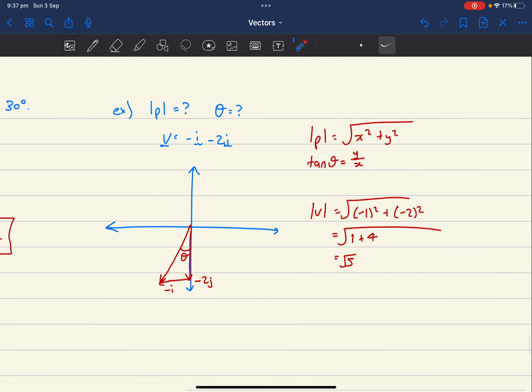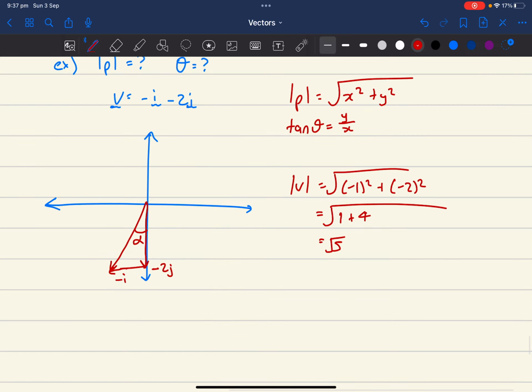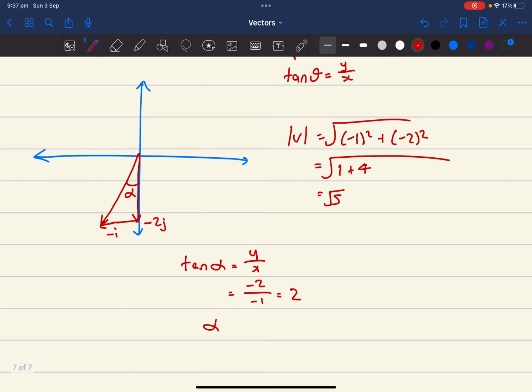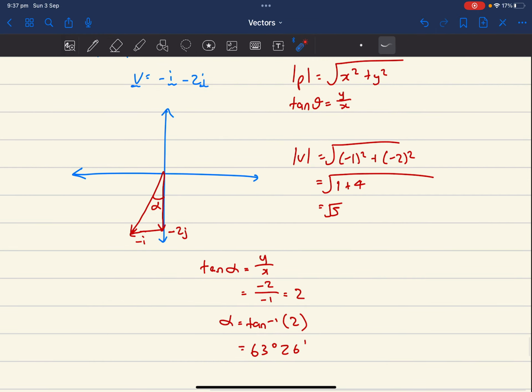So this theta here is different from the actual theta I want to find, right? So maybe I'll call it alpha, just to make it clearer. If we use the formula, I have tan alpha equals y over x, which is -2 divided by -1, which is just 2. So if you put it in your calculator, alpha equals tan inverse of 2, which in this case is 63 degrees 26 minutes, right? That's what this angle is. I want to find this angle, right?